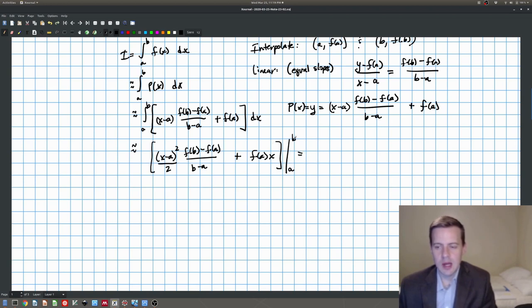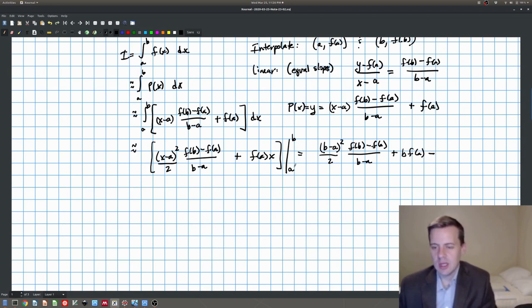So I can work that out. I plug in b first to both terms. So I get (b minus a) squared divided by 2 multiplied by (f of b minus f of a) divided by (b minus a), plus, and then this one should have a b times f of a. Now I subtract the a terms.